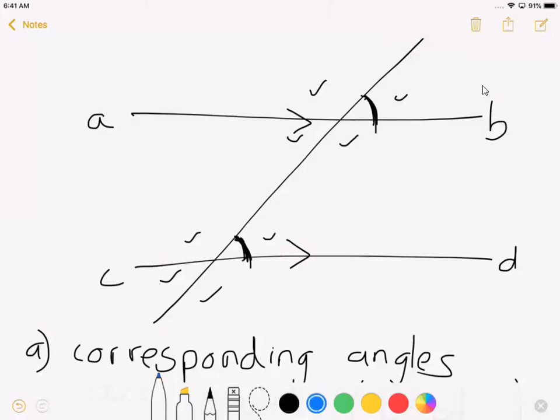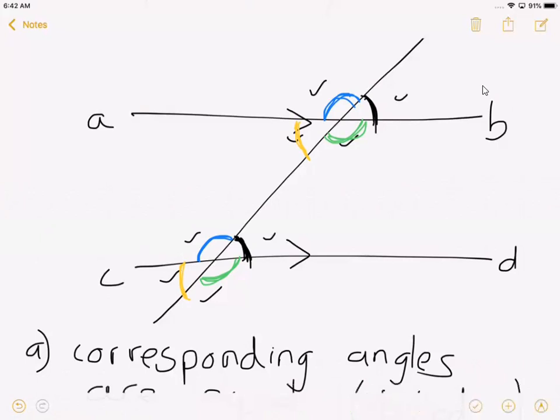Then this one corresponds to that one, so they are also equal. It's on top left, and that one is also on top left. And this one corresponds to that one, so they are equal. And this one again corresponds to that one. It's on bottom left, and the yellow one is also on bottom left. We know that corresponding angles are equal, only if there is a parallel line.